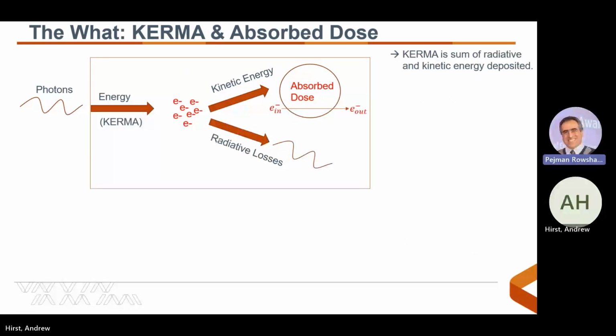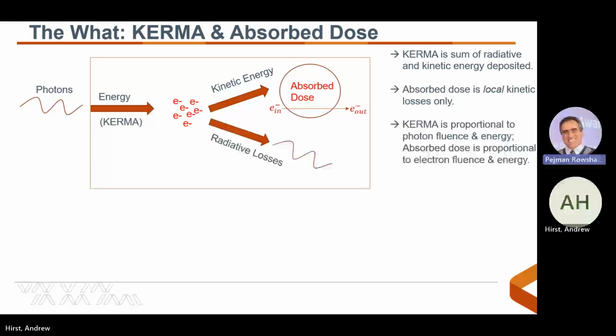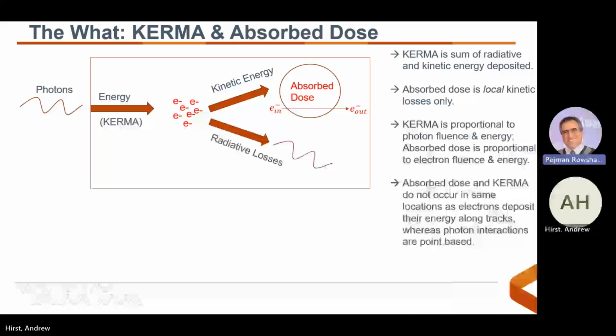So KERMA is the sum of both the radiative and kinetic energy deposited by the electrons. Absorbed dose is the local kinetic energy losses only. And KERMA is proportional to the photon fluence. So the more photons you have entering, the greater the KERMA is going to be. And the absorbed dose is proportional to the electron fluence. So the more electrons you have, the more energy deposit, the more absorbed dose you're going to have in that region.